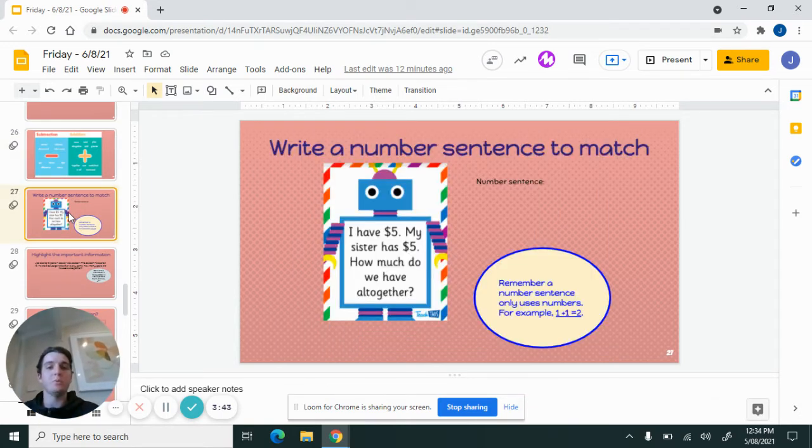Now, just as a little practice, I want you guys to do this slide. There's a little robot that says, I have $5, my sister has $5, how much do we have all together? Okay, so just as a little practice, write the number sentence down. Remember, a number sentence is just using numbers. That's what we normally see when we're doing addition. It's kind of like the opposite of a word problem. It's pretty much saying, for an example, 1 + 1 = 2. That's an example of a number sentence. So I want you guys just to write in here the number sentence for this word problem here.